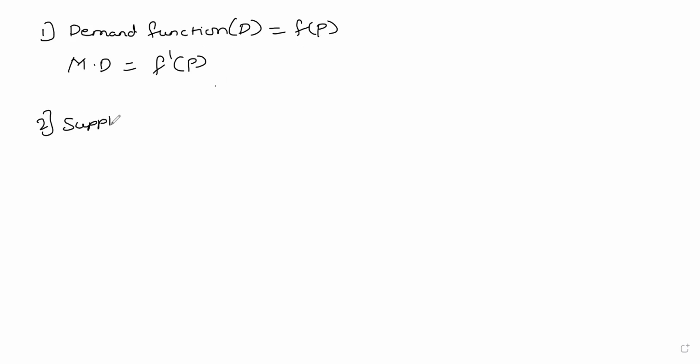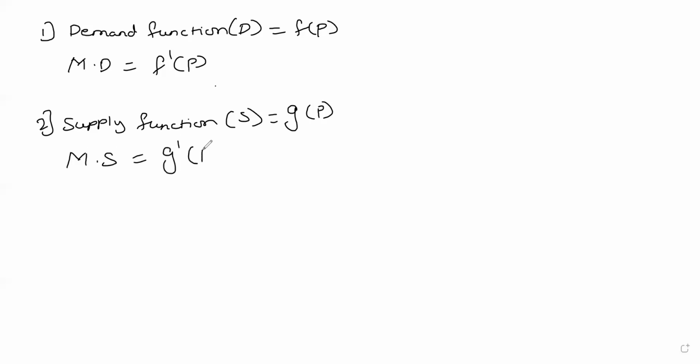Supply. Supply is also a function of price. Or I'll not use f of p because it will confuse you. So let us use another function g of p. Marginal supply is first order derivative of this function.